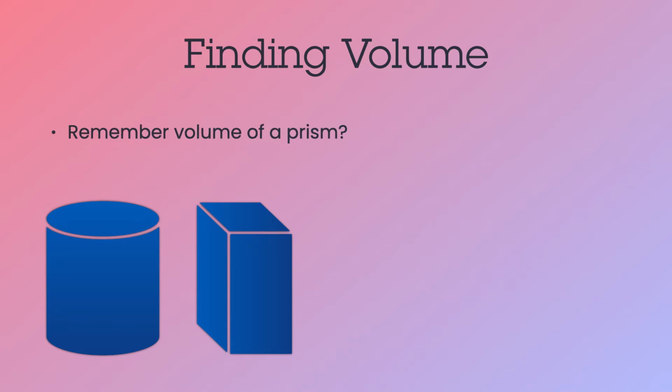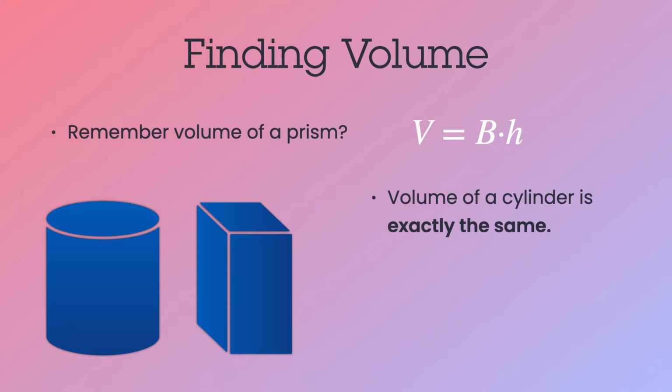So remember volume of a prism? We used volume equals the area of the base times height. Well, volume of a cylinder is exactly the same. It's just with a cylinder, we always know that the base is a circle, so that capital B, the area of the base, we're going to use pi r squared.